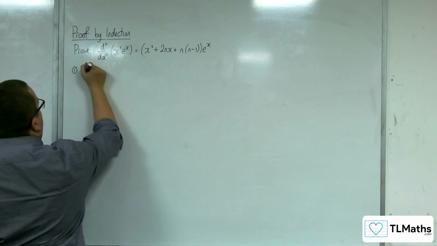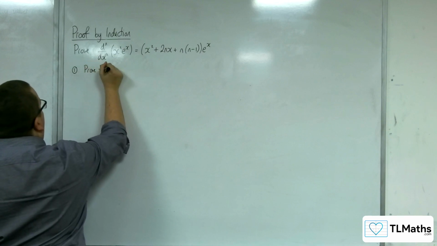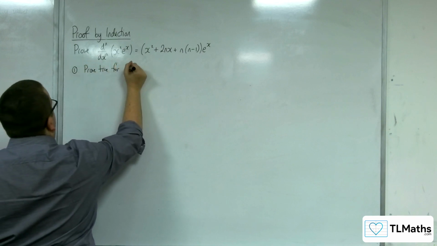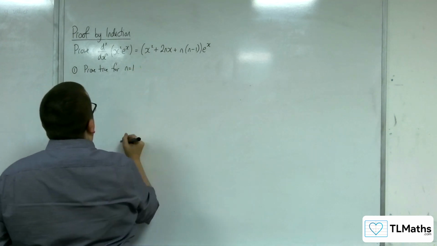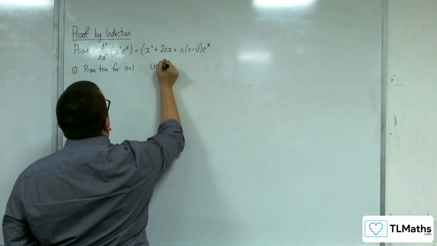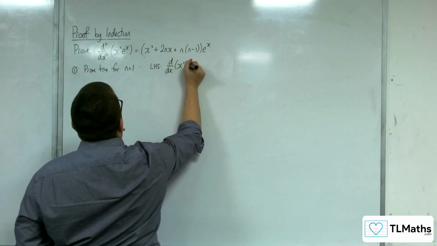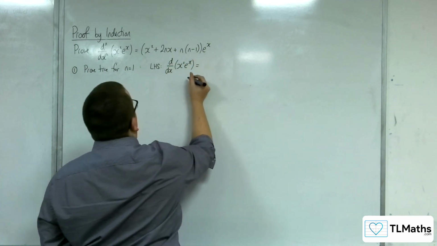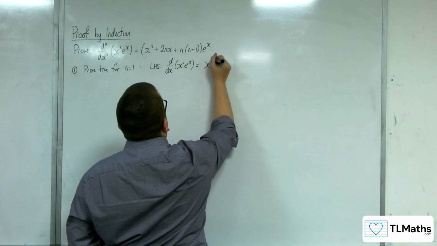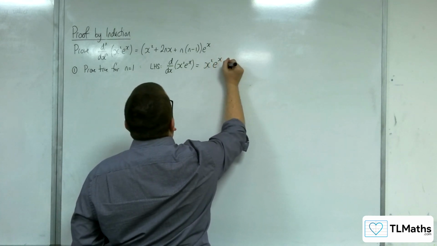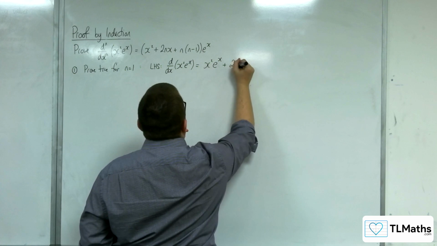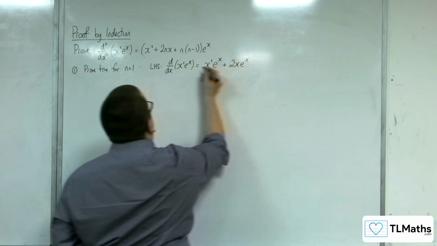So step one, we need to prove that it's true for n equals 1. So the left-hand side is the first derivative of x squared e to the x. So we need to differentiate that using the product rule. So we've got the first times the derivative of the second, plus the second times the derivative of the first, so x squared e to the x plus 2x e to the x.